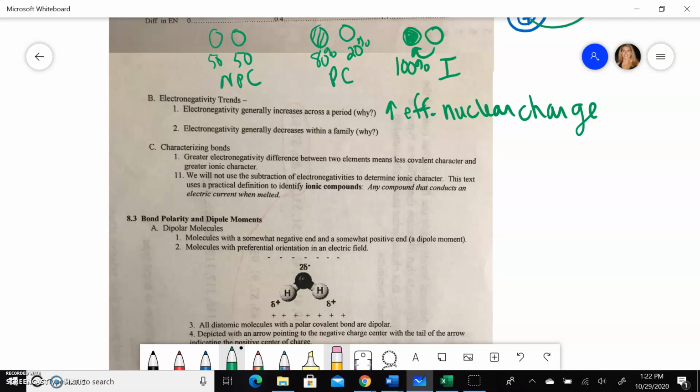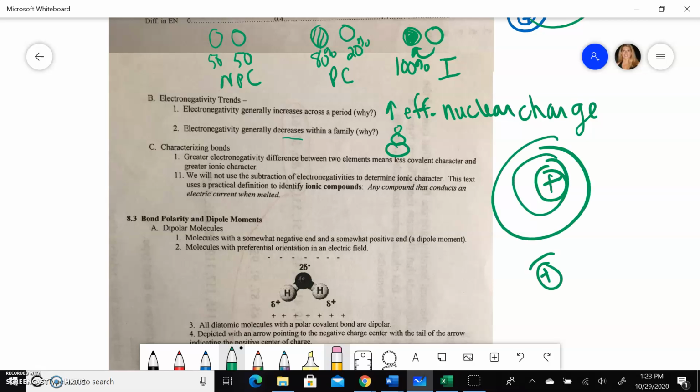As you go, let's see, this says decreases within a family. I think they mean going down. So as you go down on the periodic table, they get bigger and bigger. And so it's harder to attract electrons because the electrons are sticking to the atom farther from the nucleus. So if we compare this one versus this one, the electron is going to stick easier to a smaller atom because it's closer to the nucleus. So the bigger atom has more shielding.